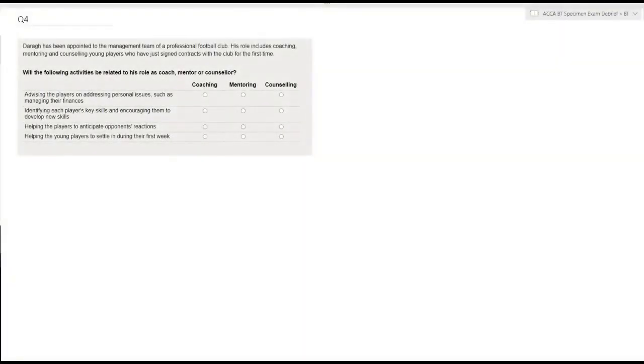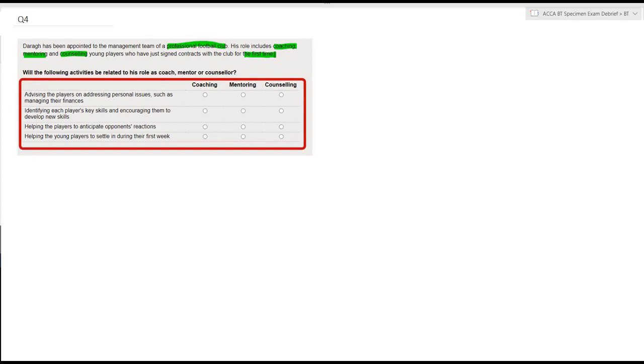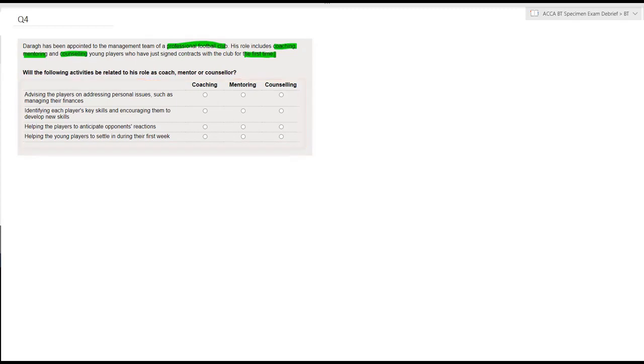This is question 4. Dara has been appointed to the management team of a professional football club. His role includes coaching, mentoring, and counselling young players who have just signed contracts with the club for the first time. What we're asked to do is to look at a series of activities and work out whether these will be related to his role as a coach, as a mentor, or as a counsellor.